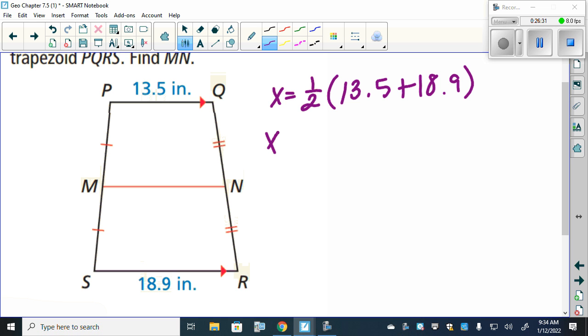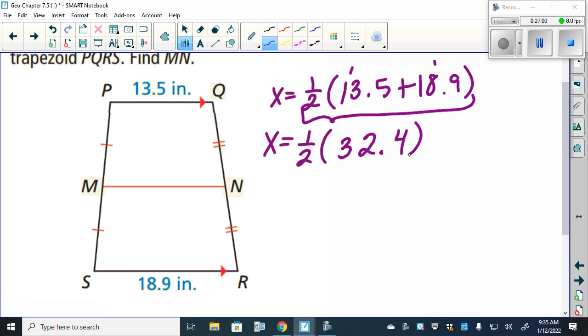Now, at this point here, just like the last one, we could actually plug that whole thing into the calculator. Because if we have all numbers on one side of the equation and no variables, we can plug it in. Or if we do this by hand, we would have 1/2 of 8, 5 and 9 would be 4, carry the 1. 8, 9. 0.4. And half of 32.4, 16 point. So this length here is 16.2.